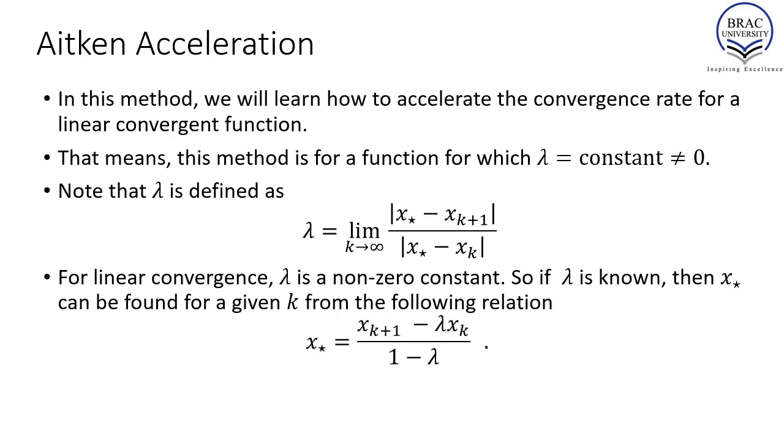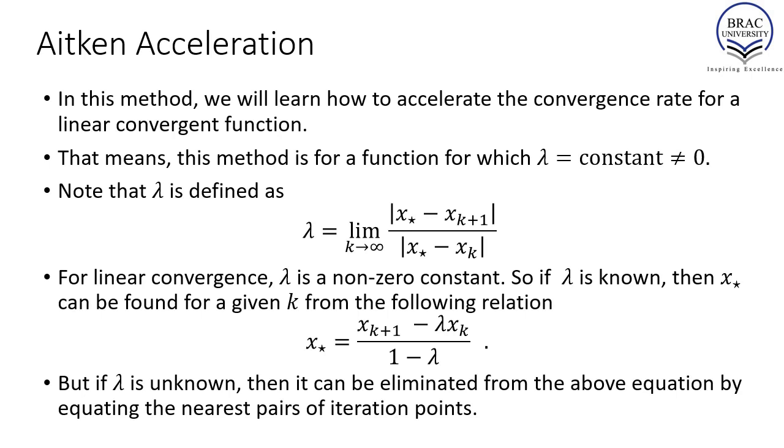So what we do is, if we know lambda for some convergent function, then we can solve for the root x star in terms of lambda, which is given by this equation here: x star equals (x k plus 1 minus lambda x k) divided by (1 minus lambda).